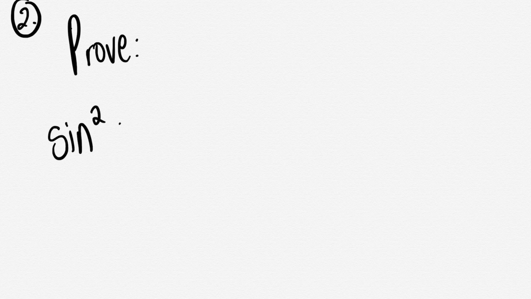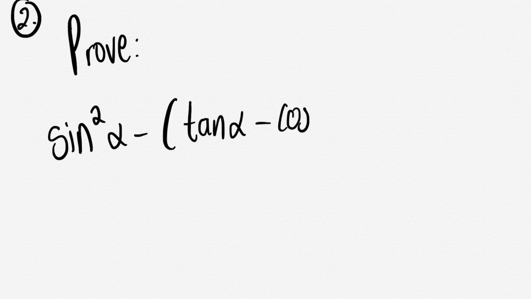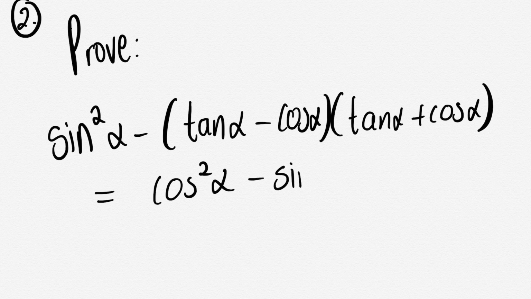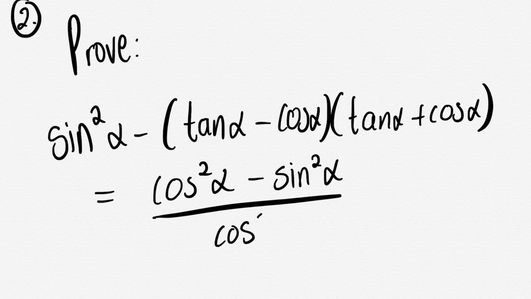Here we have prove as our next question. We're saying sine squared alpha minus tan alpha minus cos alpha times tan of alpha. Seems very confusing, but really it's not. We're saying that that's the left-hand side of the equation. I just didn't have enough space. We're saying that it is equal to cos squared alpha minus sine squared alpha. Here we have it over cos squared alpha.